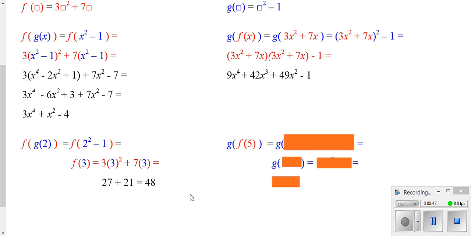We can go ahead and do the other one here. We need to plug our 5 into the inside of f. f is the red, so take 5, plug it in, simplify it down, and I get this. So I need to go to g and figure out g of 110. Plug 110 into g, simplify it down, and I get this.